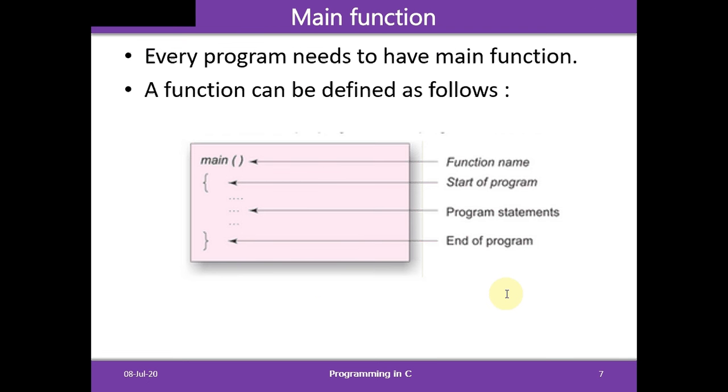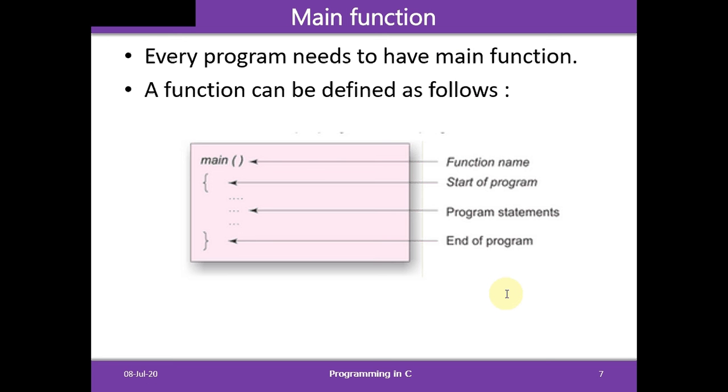After that, you can see the main function. Every program needs to have a main function. A function can be defined as follows, and main is a function name. So every program has a main function. The main function is the entry point, so it is called first when you execute the program.